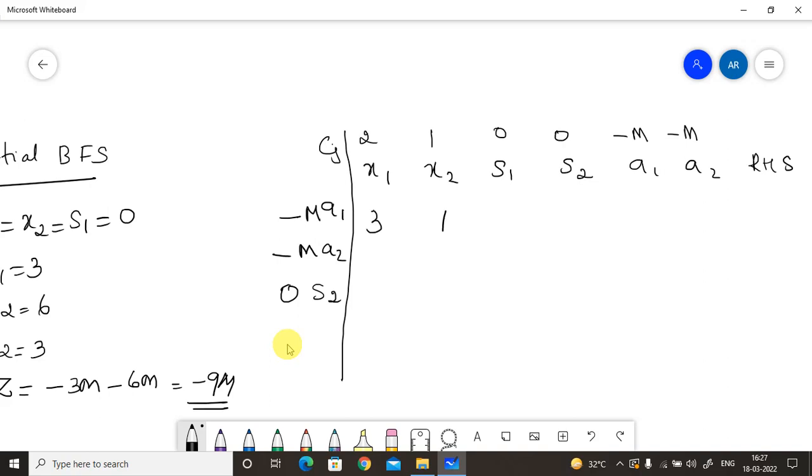Then you can see the equation 3 1 0. This will also become 0. A1 was there, 1. A2 was not there, 0. RHS value was how much? 3, correct? Similarly you go for the next.